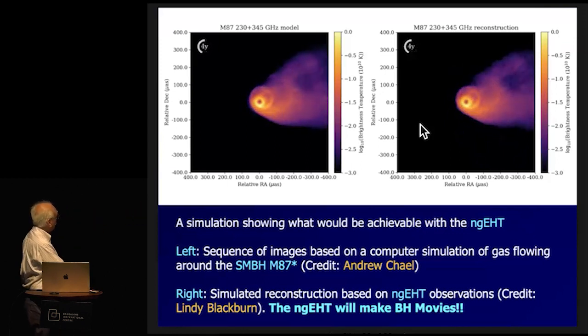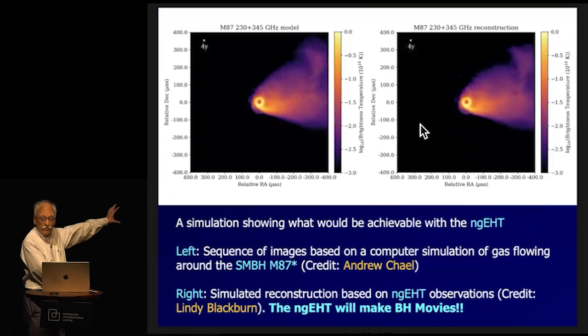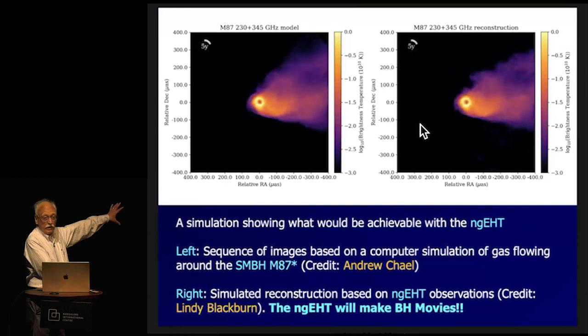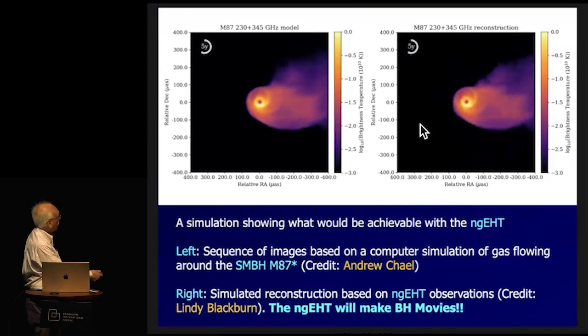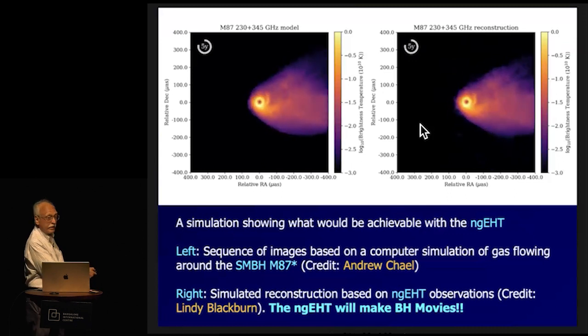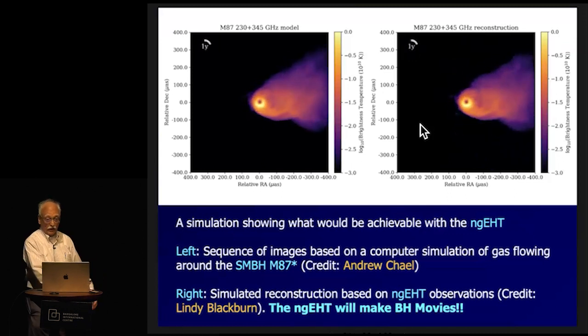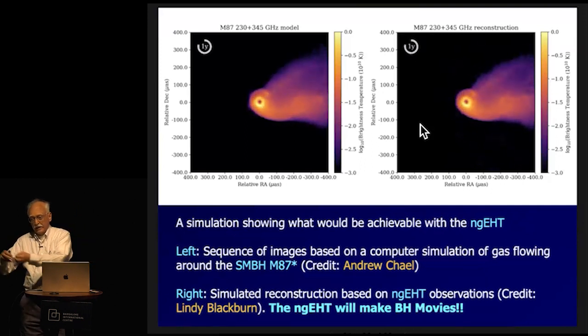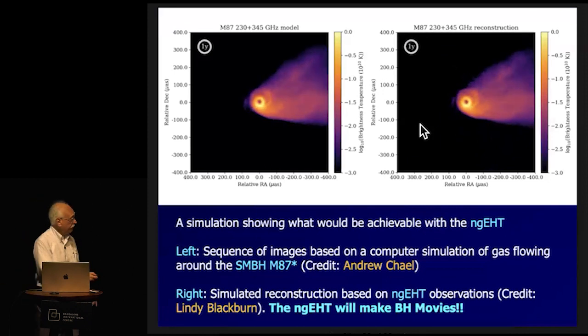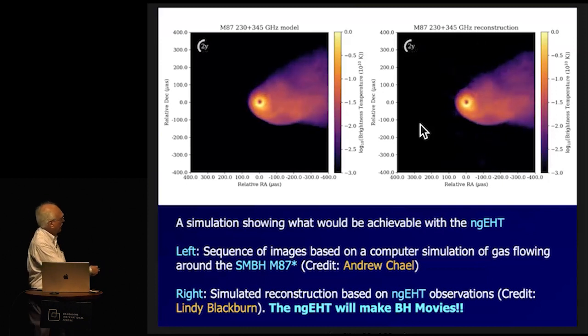What's on the left is what his model predicts is the object. So this is supposed to be the truth. What's on the right is what NG-EHT would reconstruct. It would collect data from this object, and then you go through all this process, correlating, reconstructing, and all that stuff. And you will get what's shown on the right. And by eye, you can hardly see any difference.